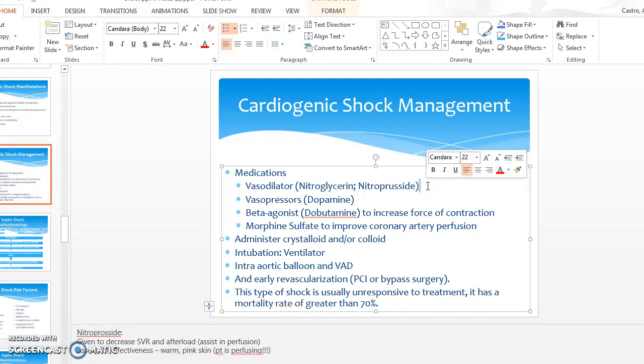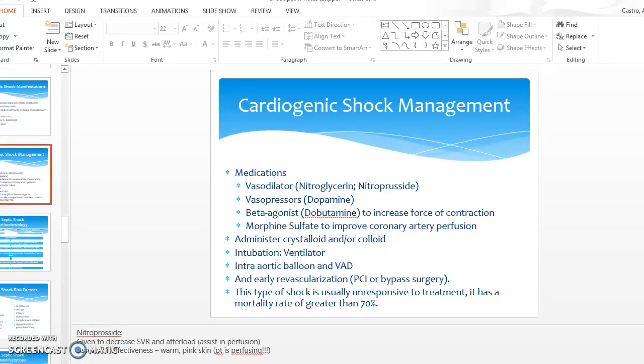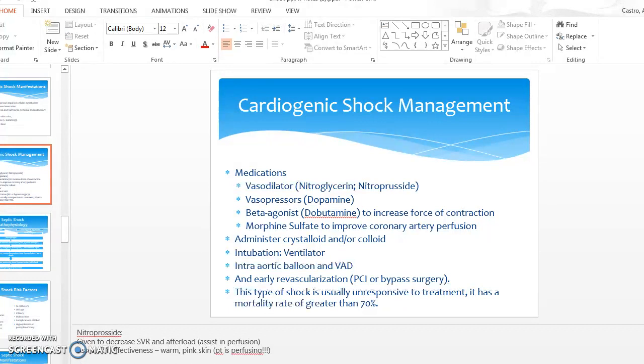It helps if we can get early revascularization. So if this was caused by an MI, do PCI or bypass surgery, but the mortality rate still remains great at 70%. Because this can happen and progress very rapidly, that's why it's important to address early.